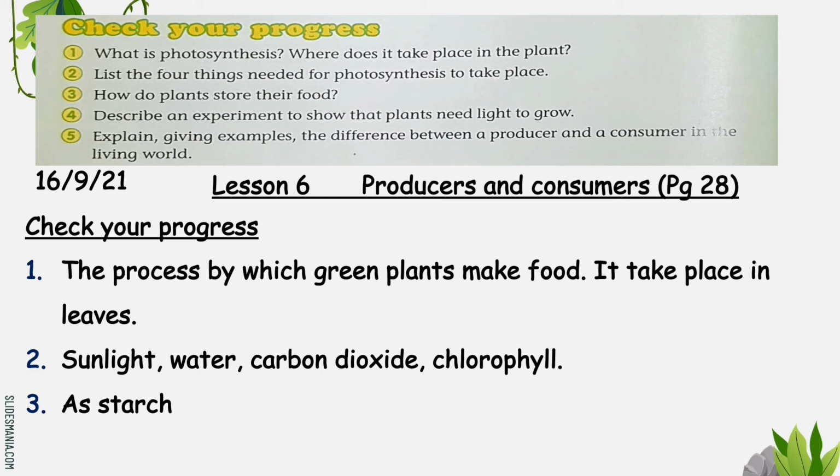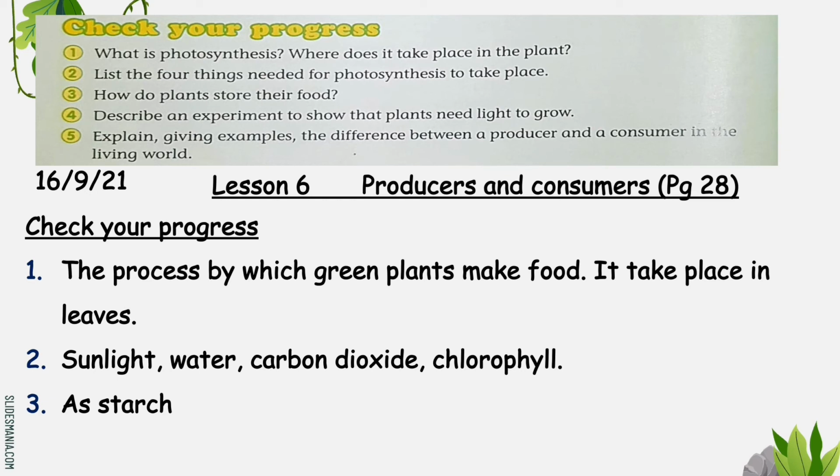We are not describing it because you need to write a lot. To show plants need light to grow, we know already. If you want to write the experiment, you take 2 plants, one you keep in the sunlight, one you keep in the dark room, and see which one grows. That's easy, right? Now let's write for number 5.